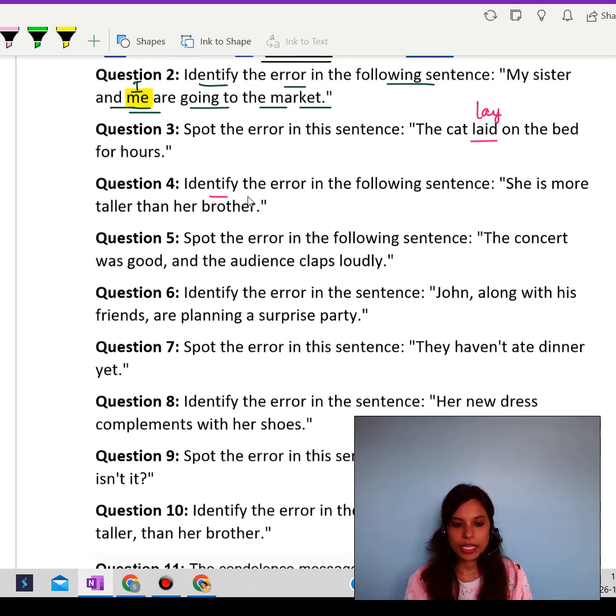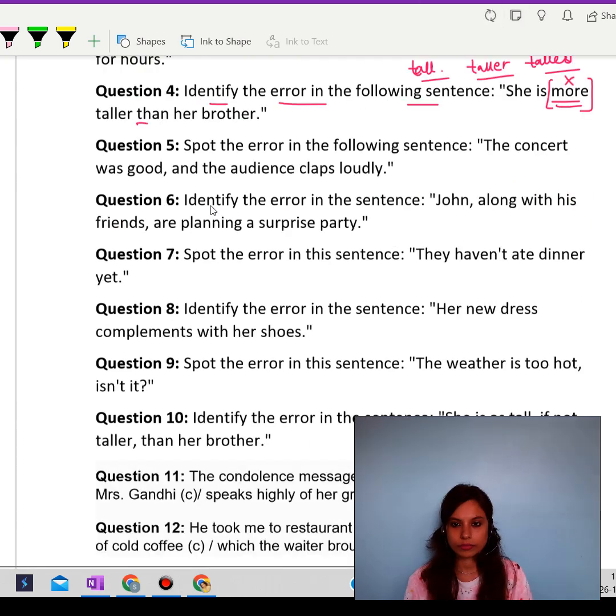Next, identify the error in the following sentence. She is more taller than her brother. There is nothing called more taller. If it is tall in the positive form, then in the comparative form it would be taller, and it would be tallest in the superlative sense. So putting more, much, it doesn't matter. Just remove this word more from the sentence. She is taller than her brother. That would be the correct answer.